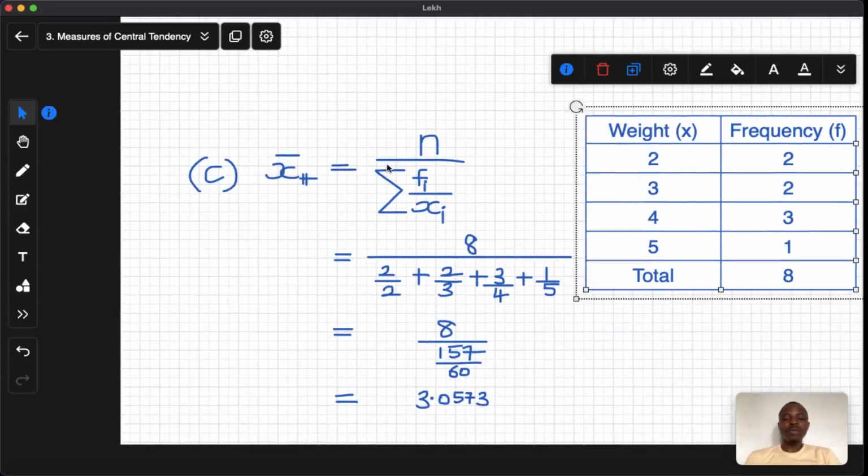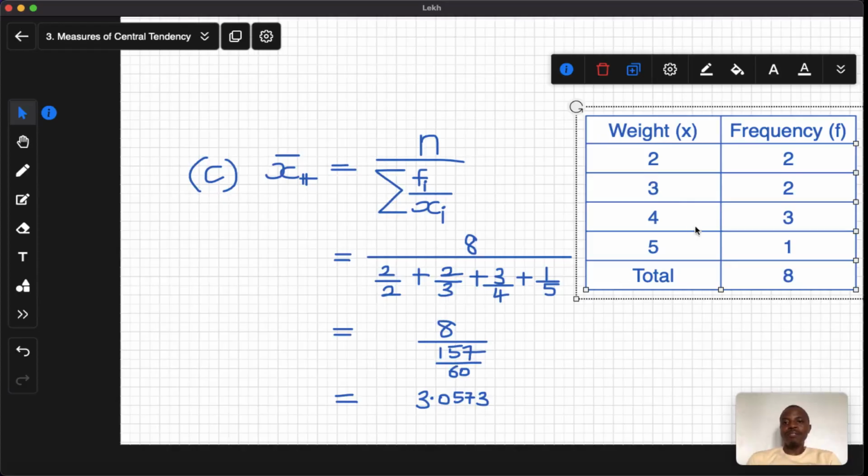Now, going on with that, we can obtain the harmonic mean. And what will the harmonic mean be? So n is the number of observations, and that's going to be 8. Then we will have each frequency dividing its observation. The frequency of 2 is 2, so we have 2 divided by 2. Then the frequency of 3 is 2, so 2 divided by 3.